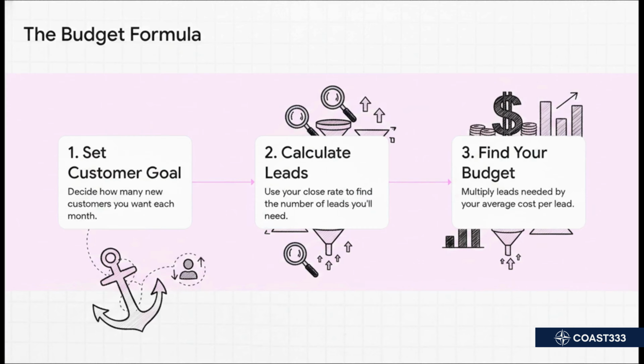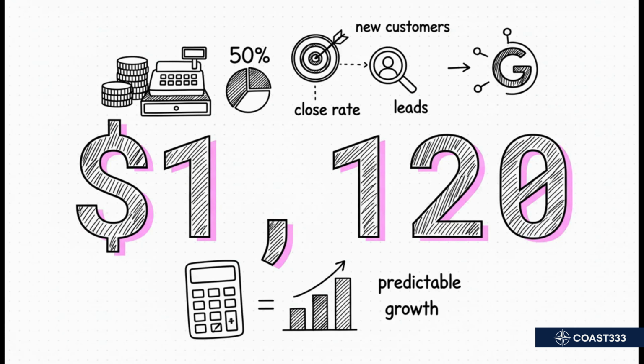And third, you multiply that number by your average cost per lead, which, and this is key, is determined by your cost per click and your website's conversion rate. Let me show you how it works. Let's use a real example from our source material. Let's say your goal is 8 new customers a month. And if your team has a 50% close rate, meaning you close half your leads, you know you'll need 16 leads to hit that goal. Makes sense, right?